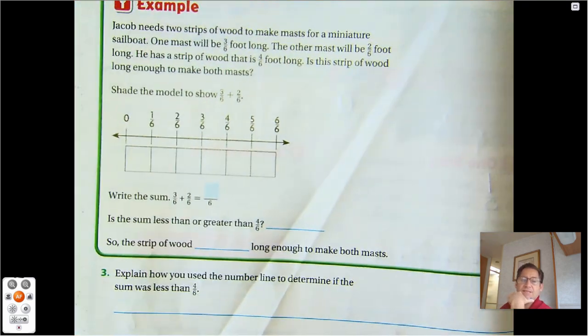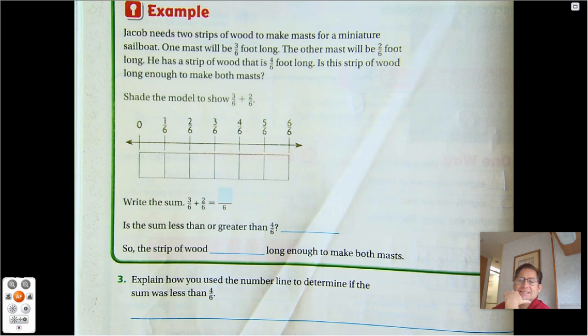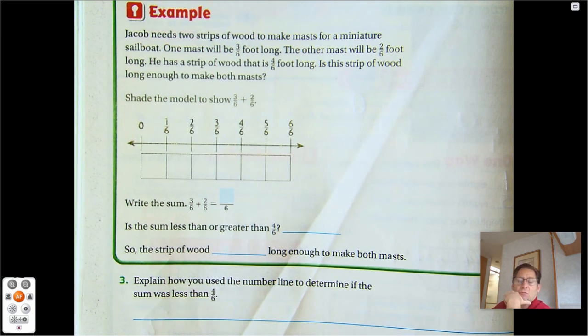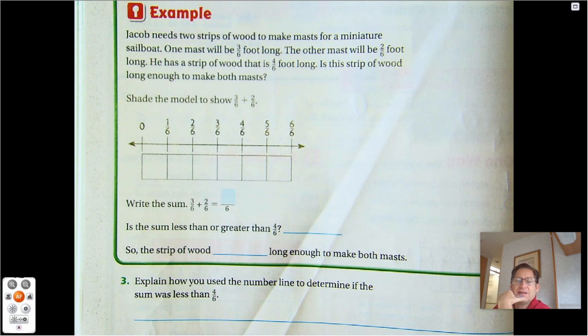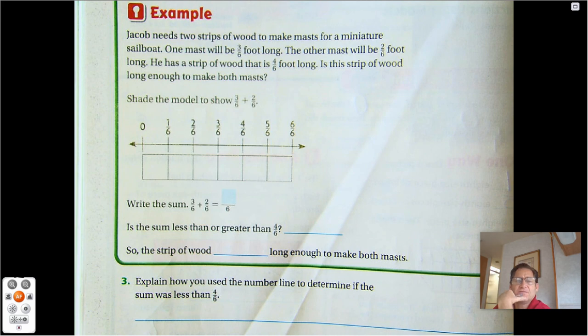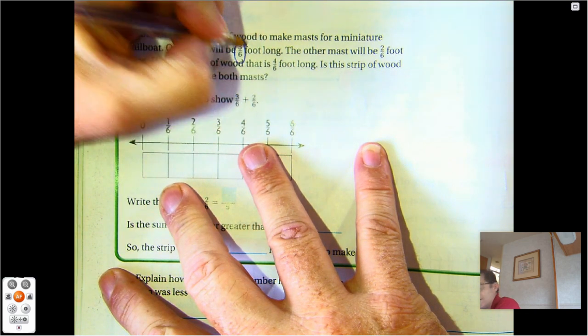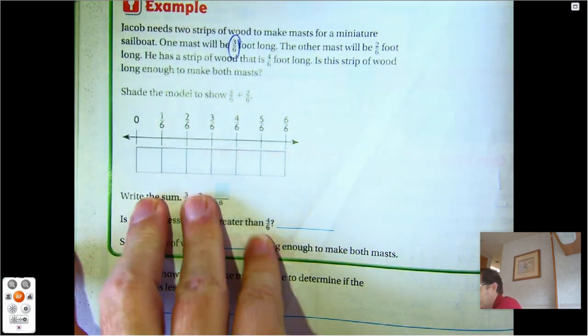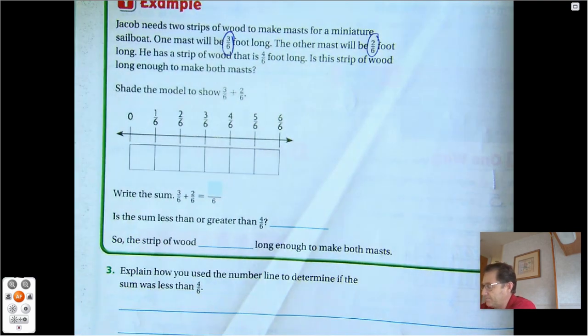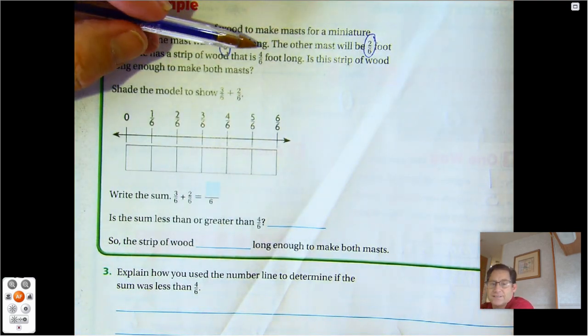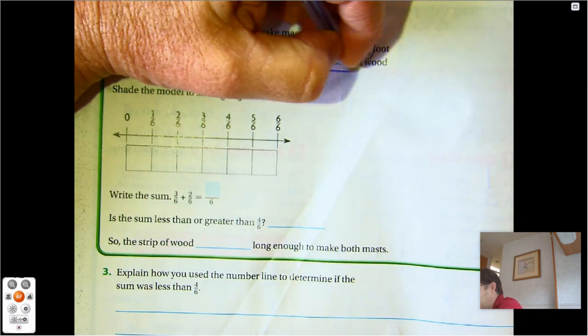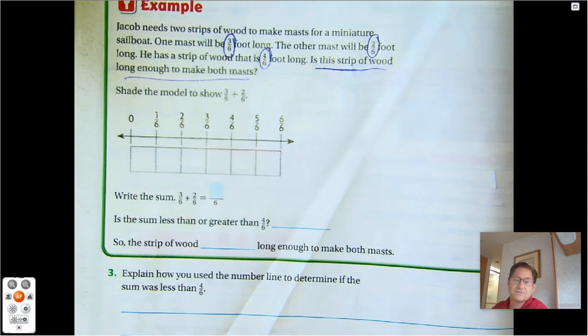Jacob needs 2 strips of wood to make masts for a miniature sailboat. One mast will be 3/6 foot long. The other mast will be 2/6 foot long. He has a strip of wood that is 4/6 foot long. Is this strip of wood long enough to make both masts? Okay, so one mast needs to be 3/6 foot long, or half a foot, and the other one has to be 2/6 foot long. He has a strip of wood that is 4/6 foot long. So let's shade the model to see.